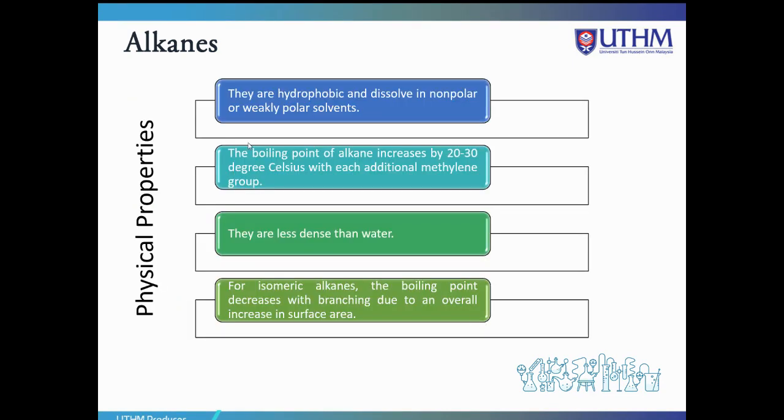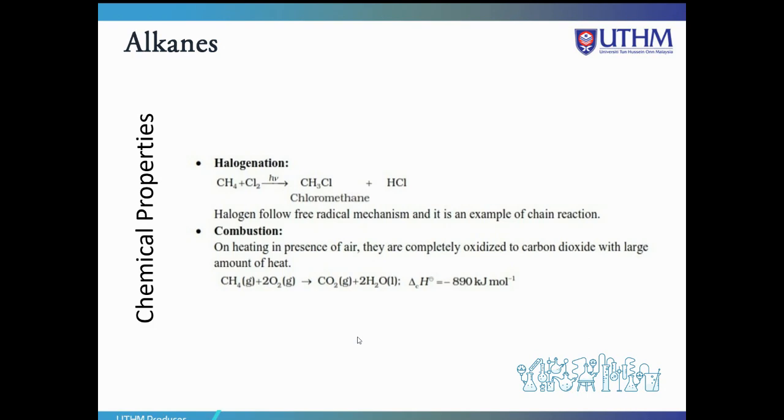Physical properties of alkane. They are hydrophobic and dissolve in non-polar or weakly polar solvent. The boiling point of alkane increases by 20 to 30 degrees Celsius with each additional methylene group. They are less dense than water. For isomeric alkane, the boiling point decreases with branching due to an overall decrease in surface area.